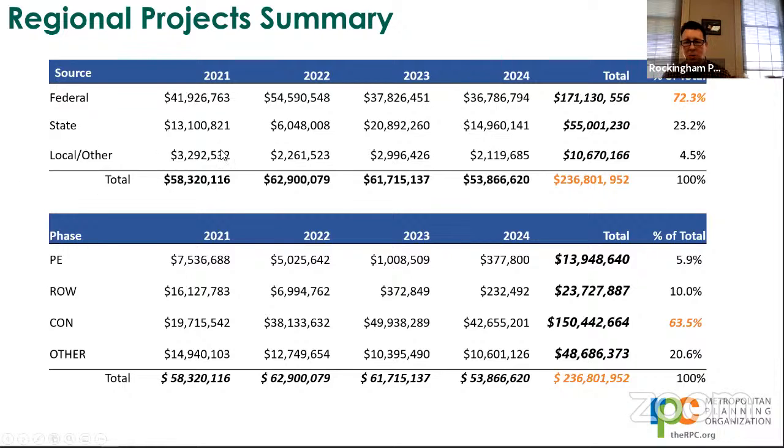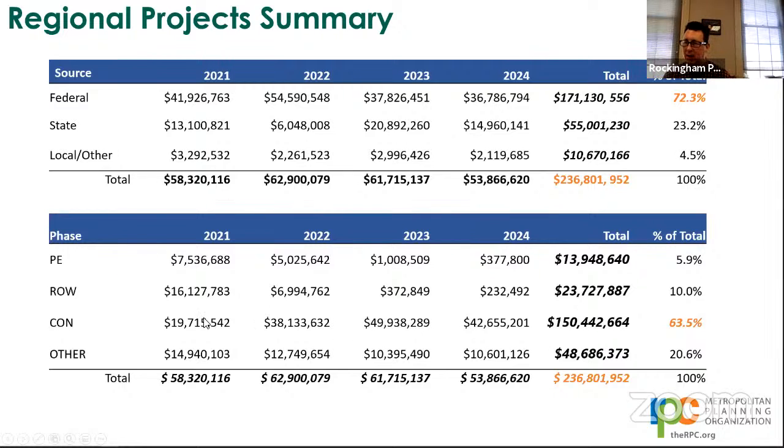And then the remaining piece of this is the local funding, local match for some of those smaller local projects, as well as for the transit systems in the region, and things like that. And that equates to about 4.5% of our total funding. You can see it's broken down by year here. We're fairly equal across the 4 years, ranging between 53 and 63 million in terms of total projects each year.